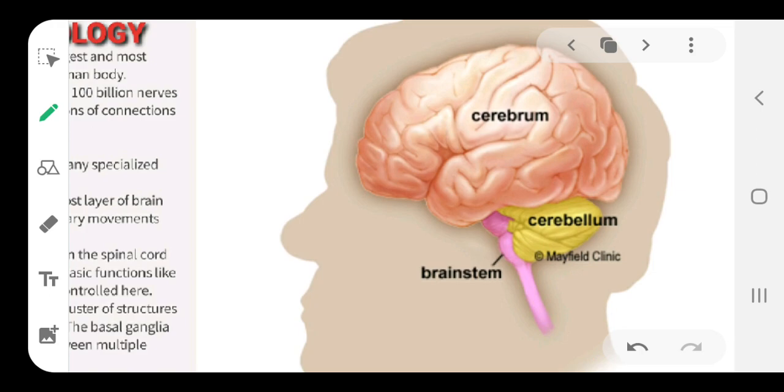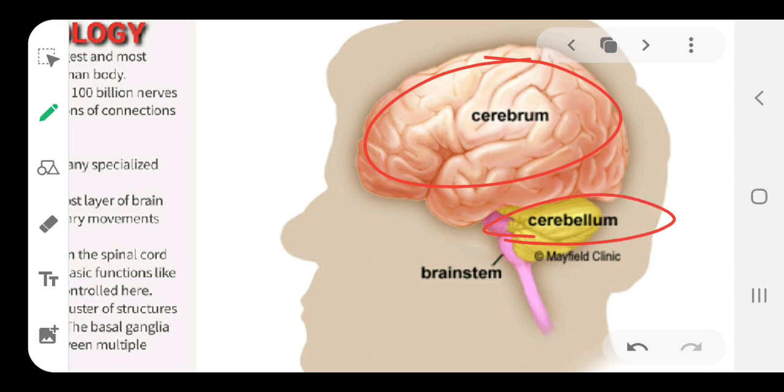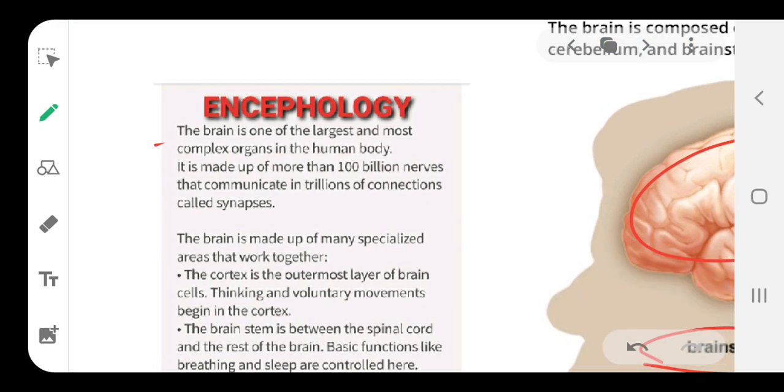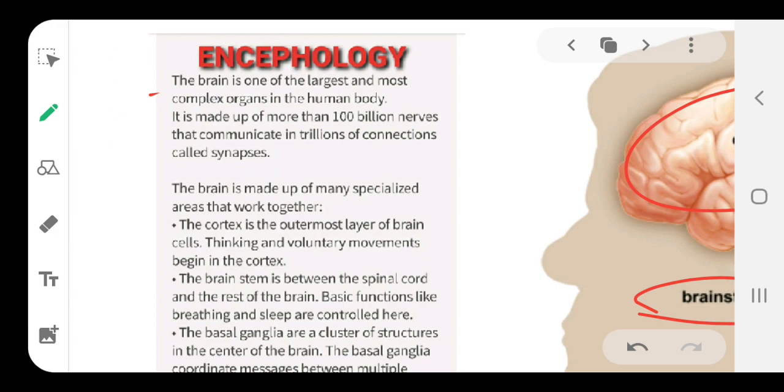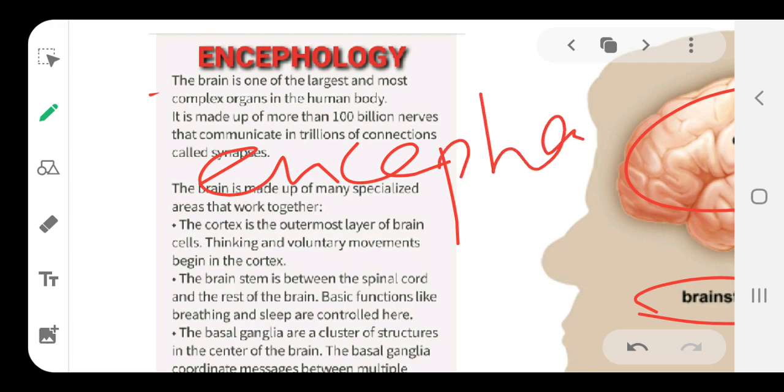As I have told you, the big part of the brain called the cerebrum is the largest part of the brain, and then it has the cerebellum and the brainstem. These are the three main parts of the human brain. Now, the study of the brain is referred to as encephalology. It is spelled ENCEPHA, with A instead of O, LOGY.